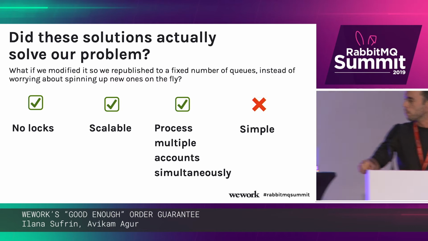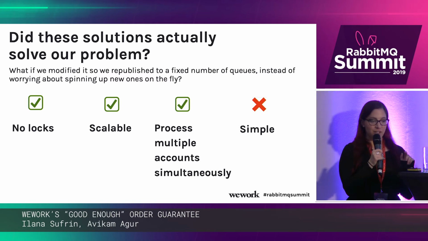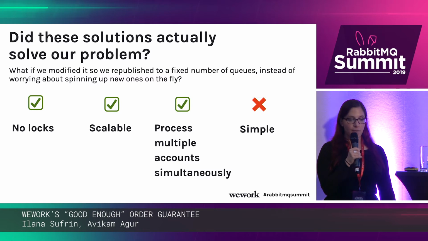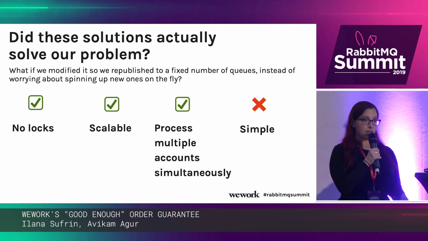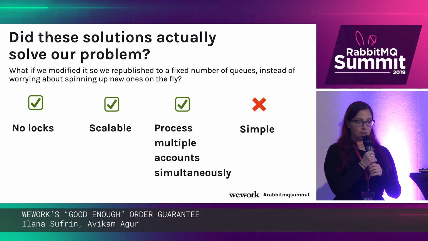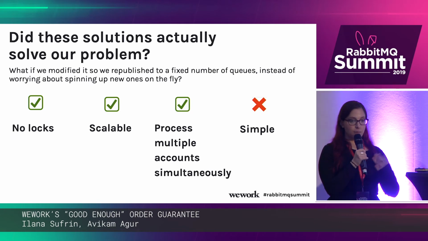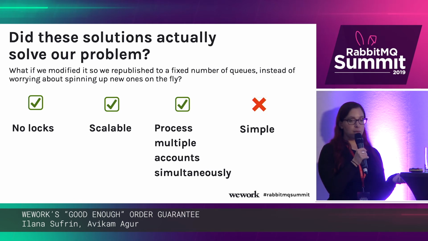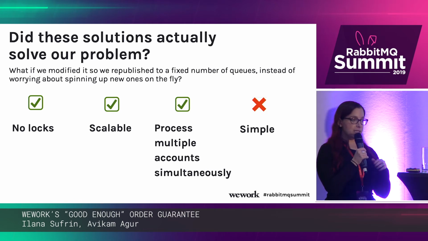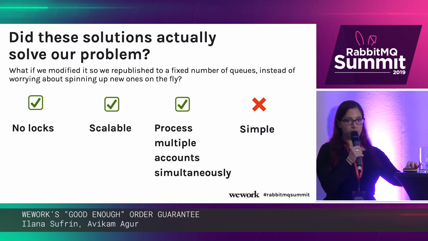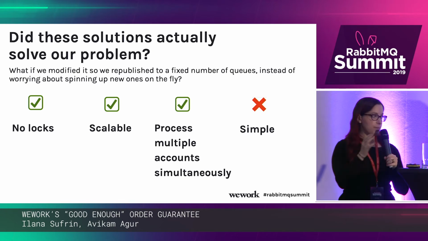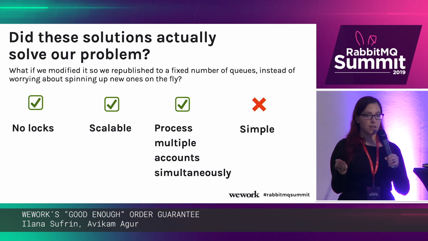Cool. So what did we think of that solution? We liked that it didn't have any locks, like Avikam said. We liked that it is pretty highly scalable. And we liked that it could process multiple accounts at the same time. But the only real problem with it is that it wasn't simple at all. So much the same as the second solution, it's a little bit complicated to talk about and explain, and we thought we could do better.